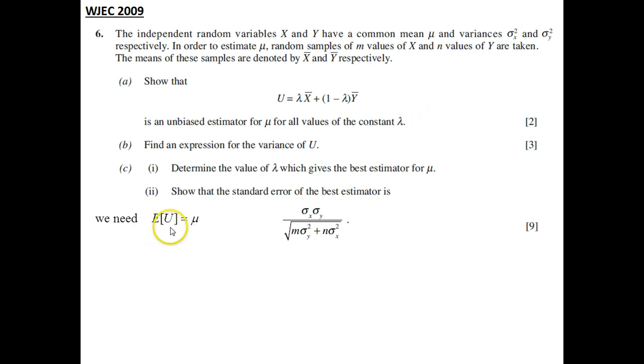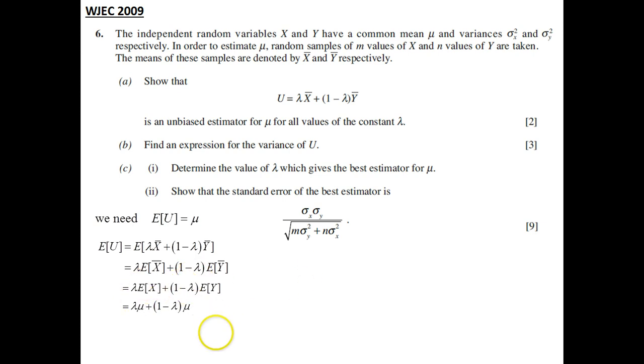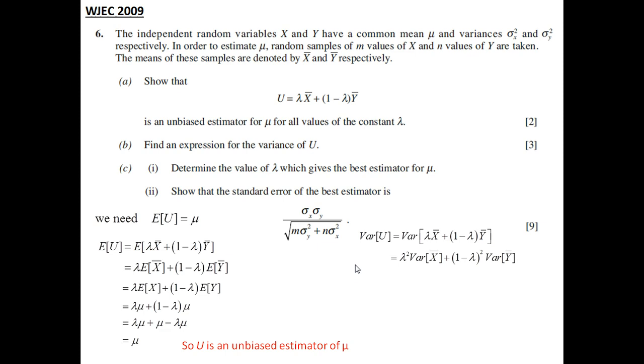So we need that the expected value of u is equal to mu for all values of lambda. We can take the expectation into the function. So we've got lambda times the expected value of x bar plus 1 minus lambda times the expected value of y bar. But the expected value of x bar is equal to the expected value of x, which is equal to mu. The expected value of y bar is equal to the expected value of y, which is also equal to mu. Multiply those out and we end up with just mu. The expected value of u is equal to mu for all values of lambda, so u is an unbiased estimator of mu.